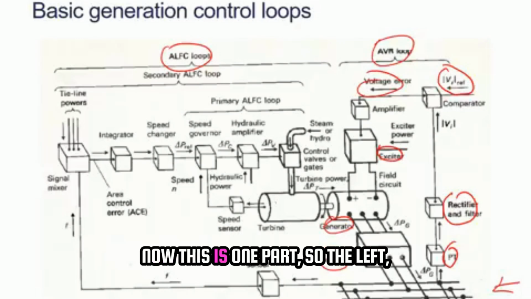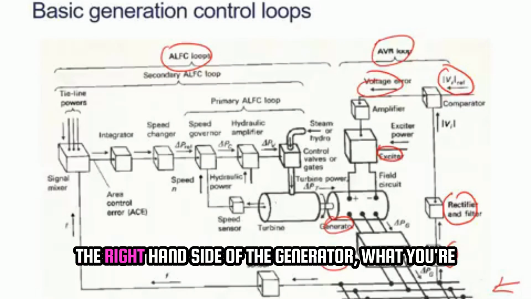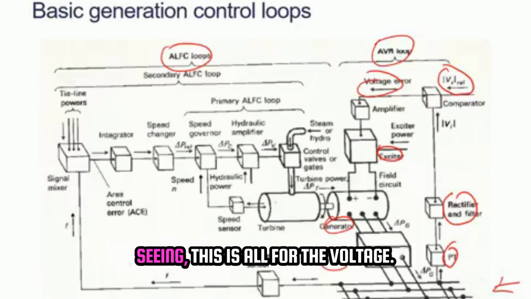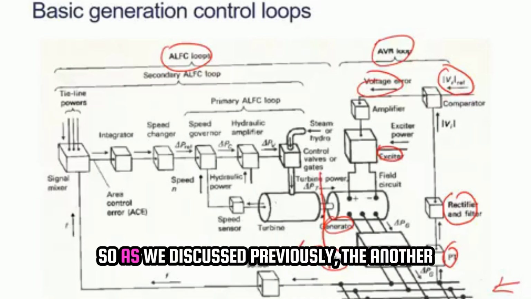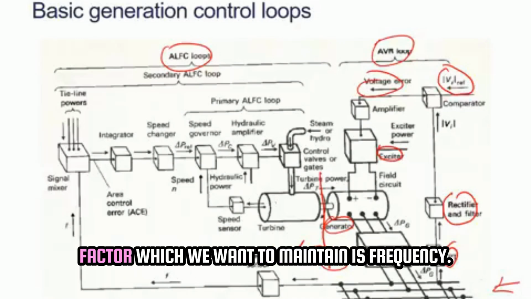Now this is one part. So the right hand side of the generator, what you're seeing, this is all for the voltage. Now the left hand side is focusing on the frequency. As we discussed previously, another factor which we want to maintain is frequency.